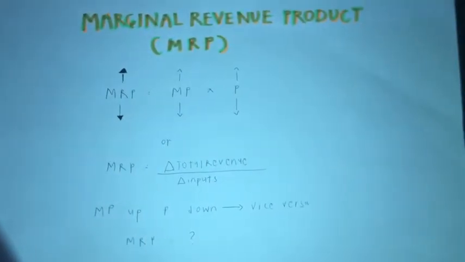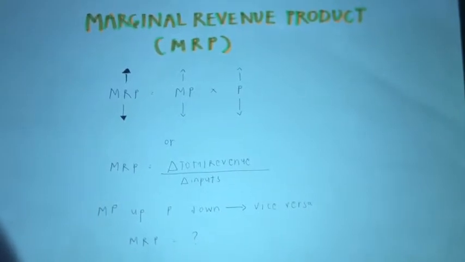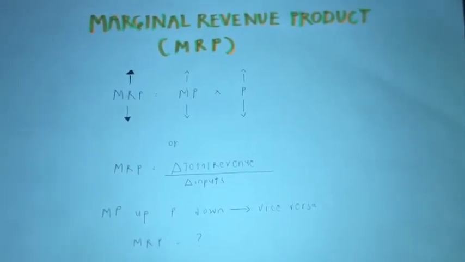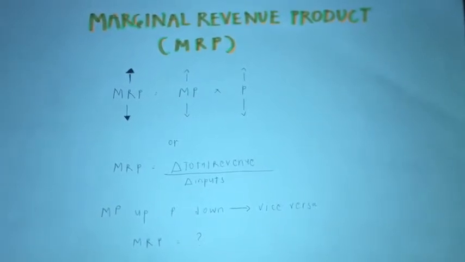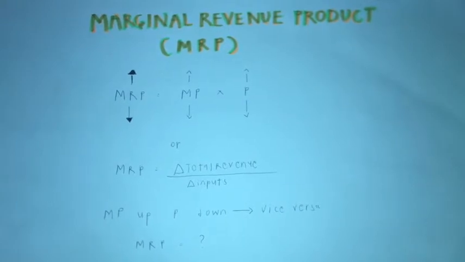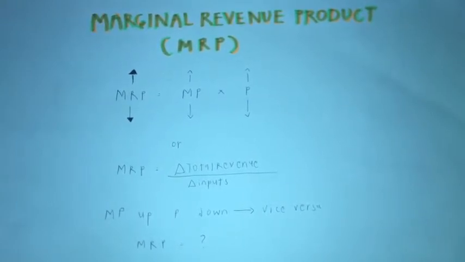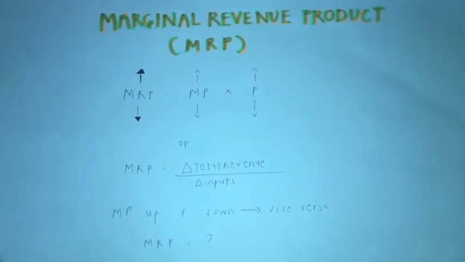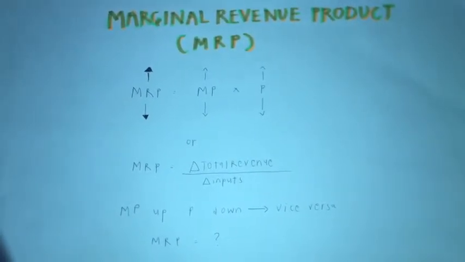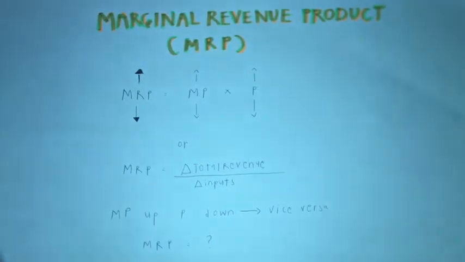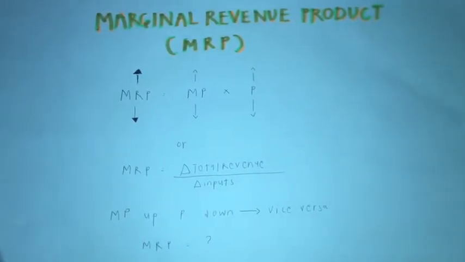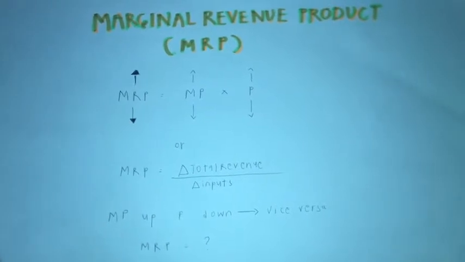Now we're going to talk about marginal revenue product, or in short MRP. Marginal revenue product is the additional revenue a firm yields when another unit of input of labor is added. MRP can be solved by multiplying marginal product times price, or MP and P. If you increase MP and P, so will MRP increase. If you decrease MP and P, so will MRP decrease.